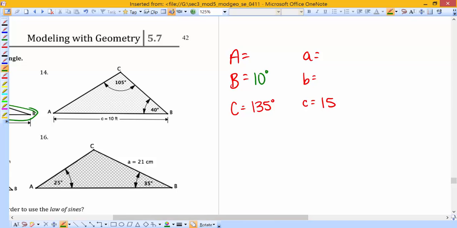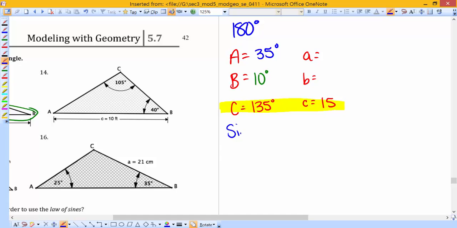Okay, from here, I can now find everything else. You must use what is paired together. I can also find angle A. Don't forget there's 180 degrees in a triangle. So I can do 180 minus 135 minus 10. And angle A is 35 degrees. So I've just done some simple subtraction and I only have two sides left to find.